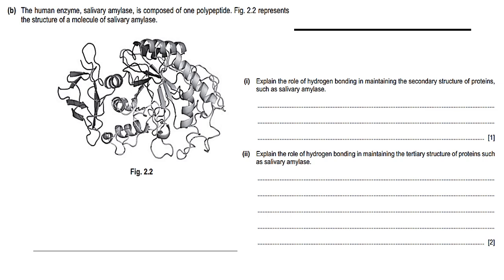So even before the starch gets to your stomach, the enzyme starts to break it down already. And then here it says, question 1, explain the role of hydrogen bonding in maintaining the secondary structure of proteins such as salivary amylase. So here, pay attention to what it is asking you. It is saying the secondary structure.